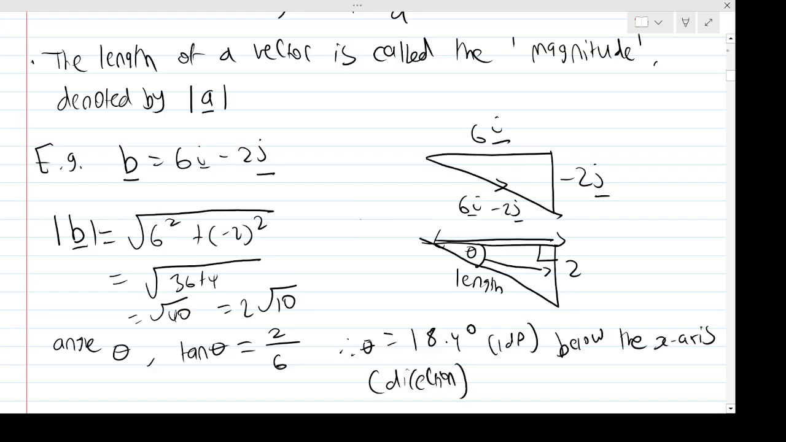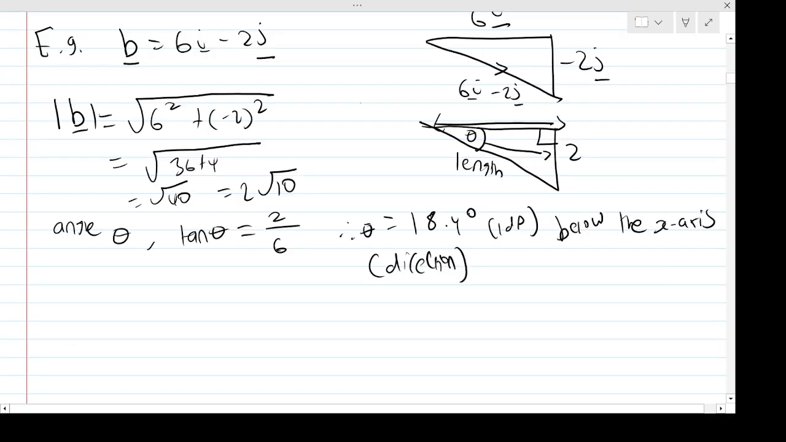Okay. Cool. Usually they will tell you where to measure the angle from. We'll see more examples like that, but the whole idea is the angle in this way gives us the direction of the vector. So you can see the length is the magnitude of 2 root 10 and the direction is the angle 18.4 degrees.